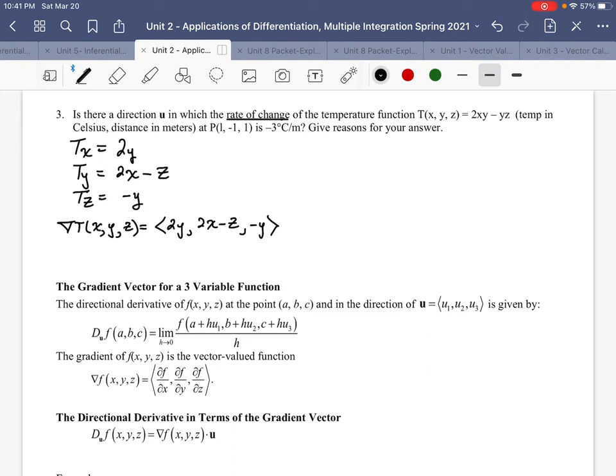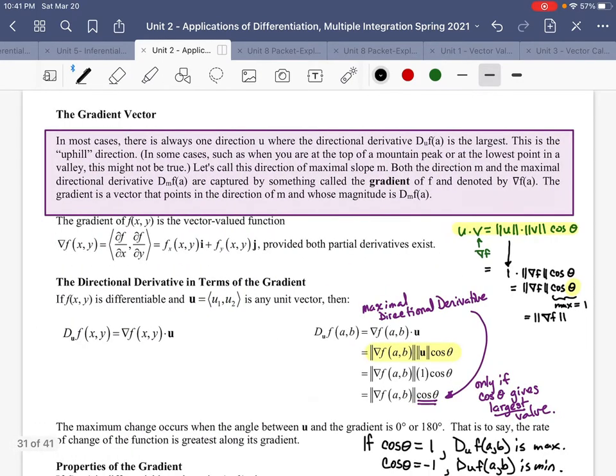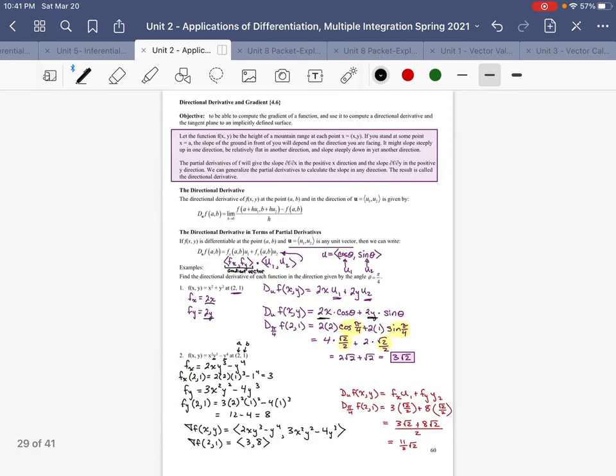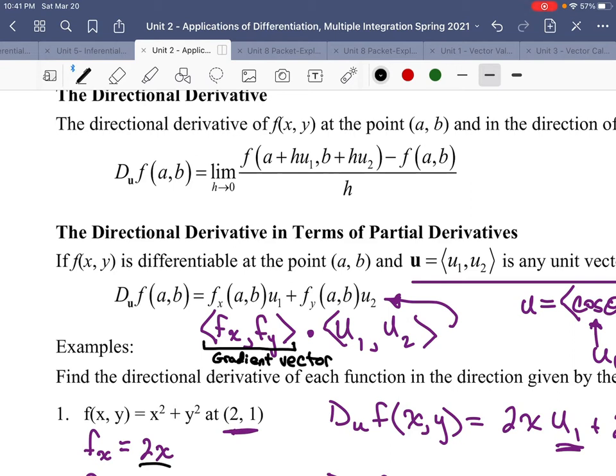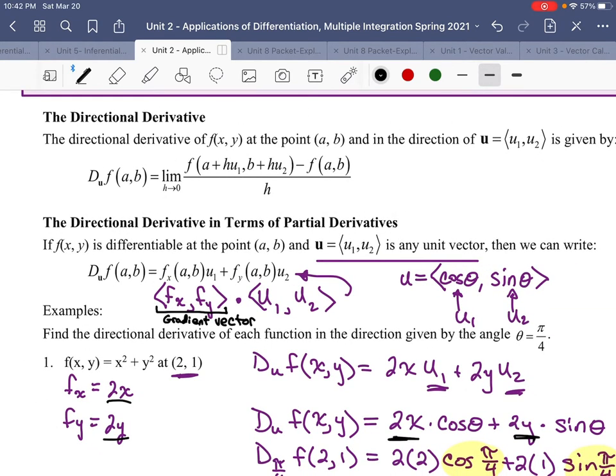It's saying, is there a direction in which the rate of change of the temperature function is negative 3? I don't want to state the obvious, but they're asking for a direction, which seems to rely on something related to the directional derivative. If we go back and take a quick look at that relationship, that is the gradient vector dotted against a unit vector, and that unit vector is composed of trig functions.